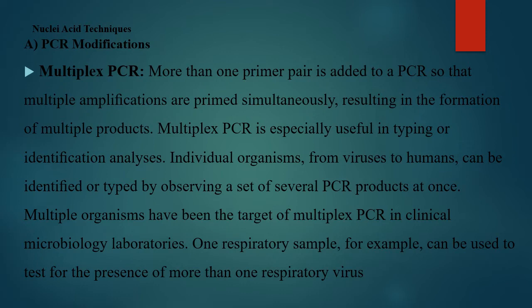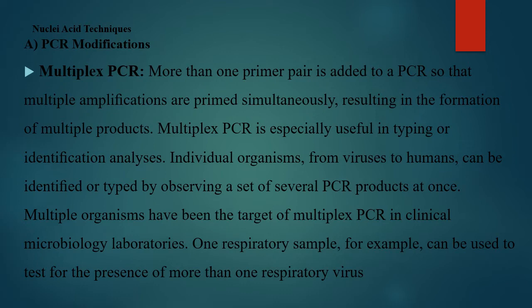Multiplex PCR is especially useful in typing or identification analysis. So if you are typing, you want to compare an organism to another, you can't just use one portion to compare. So you need to look at different sections, multiply different sections, and then you can compare. Individual organisms from viruses to humans can be identified or typed by observing a set of several PCR products at once. So that's what I said earlier.